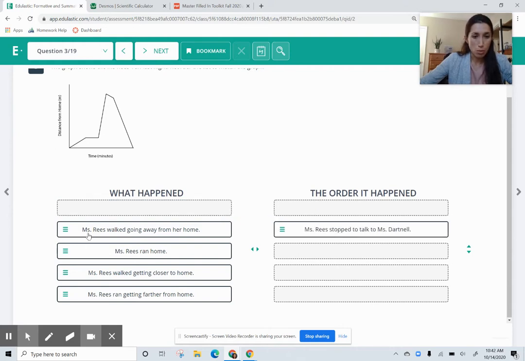Let's see. Walked away, going away from her home. I think this would be first because I'm walking in that first section. It doesn't look too steep, so it doesn't look like it's too fast.